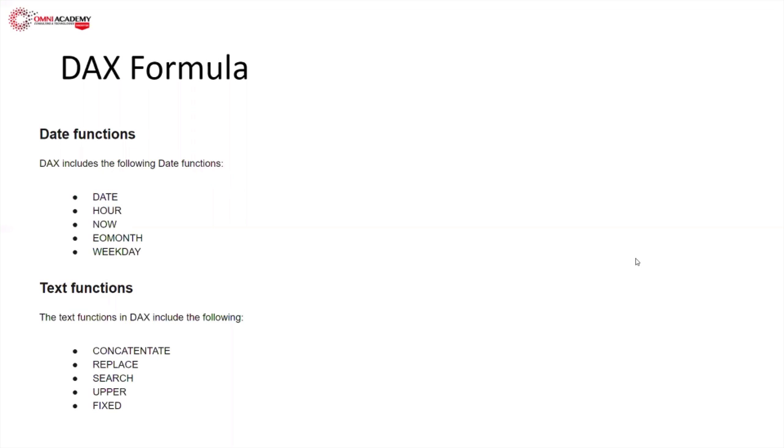Next, we will learn the text functions such as concatenate. The function concatenate is used to join two strings within certain cells. For example, if you want to join first name and last name which are in different columns, you can write a calculated column with a function that clubs them together. Then replace, then search, then upper, fixed.